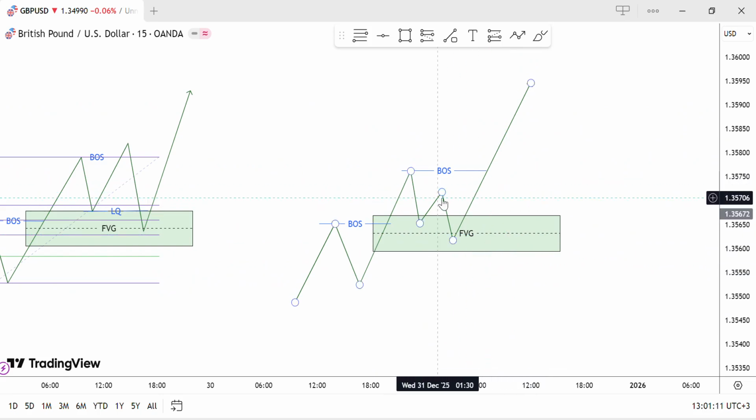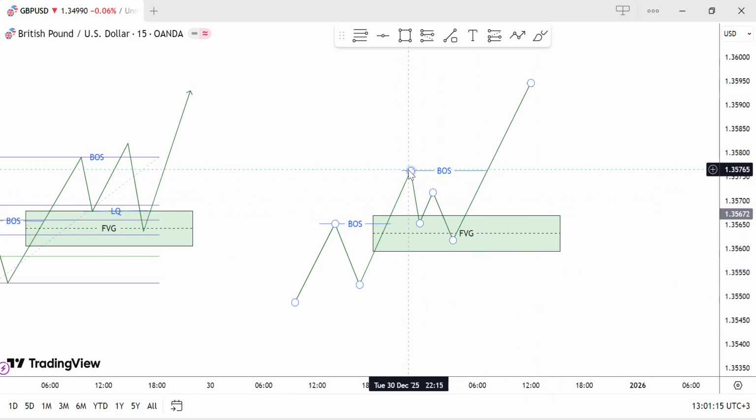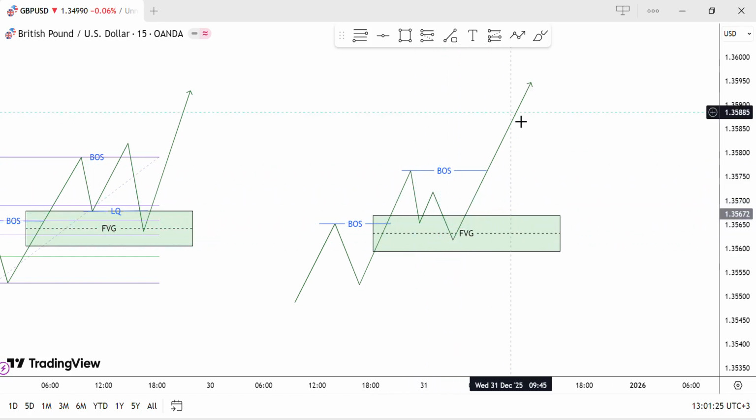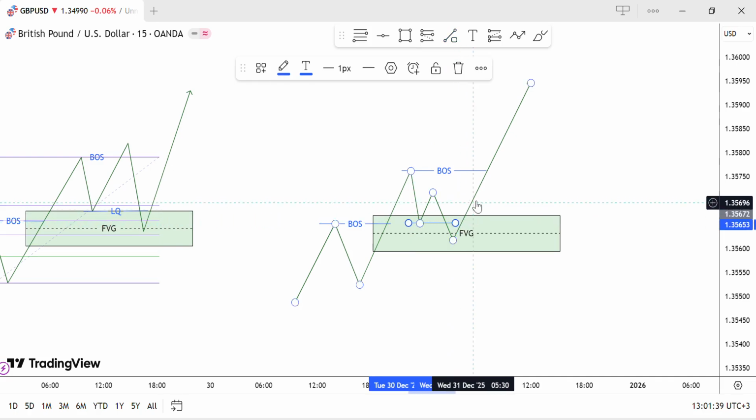When we look at this one, the price came, entered the fair value gap, and then pushed, it failed to break the structure here, and then it came back again, swept the liquidity, and then moved. So here, if it fails to break this structure, it means it is creating its own liquidity here. The first movement, the first attempt in the fair value gap.